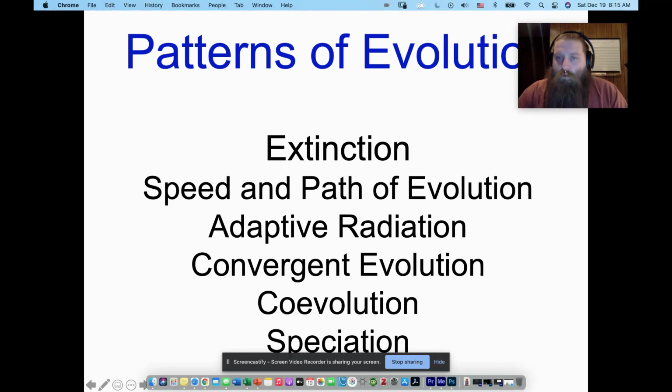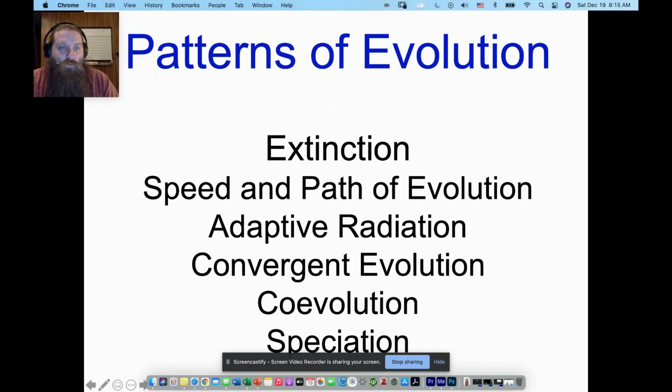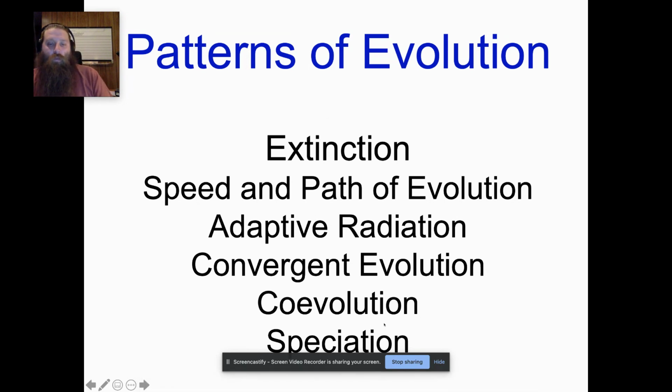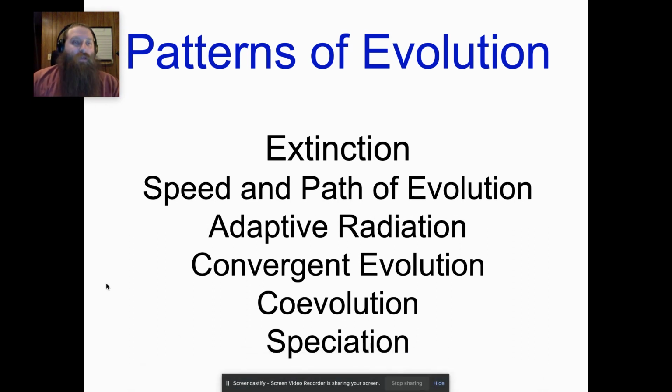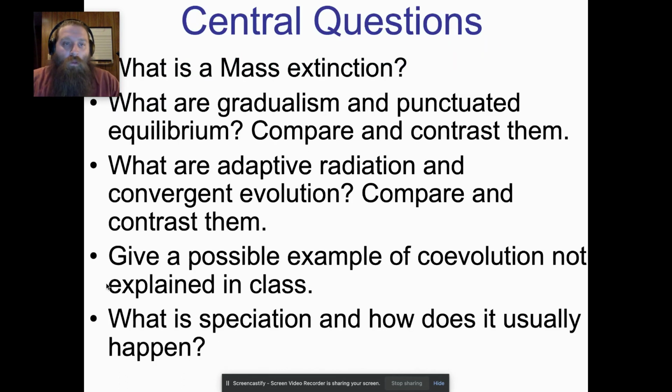All right, guys, in this first video, we're going to look at patterns of evolution. So we're going to talk about everything from extinction all the way down to coevolution. And then in part two of this video, we're going to look at speciation and some of the mechanisms by which species can change and how that occurs, all right?